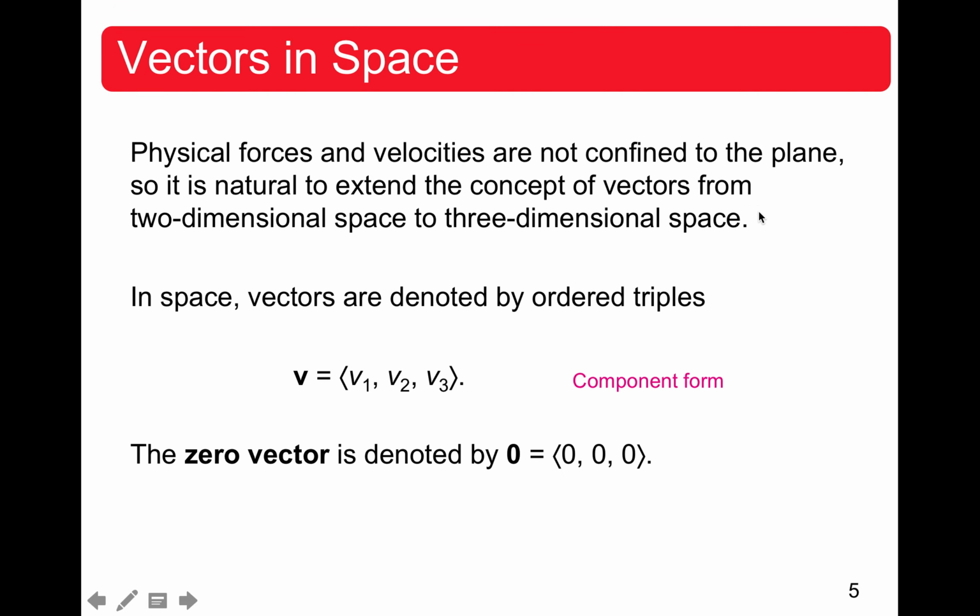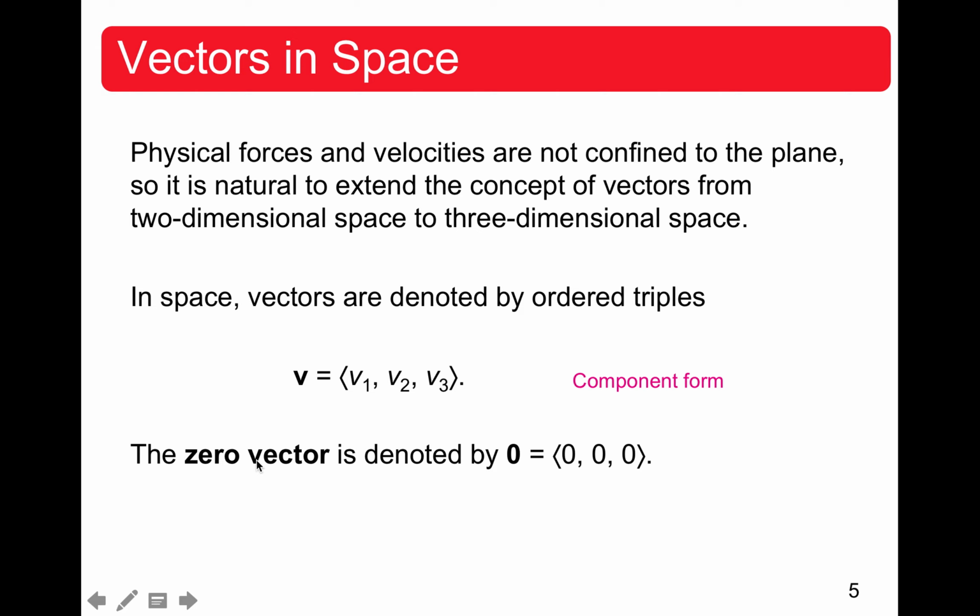So when we learned vectors the first time, we talked about how vectors are things that have both a magnitude and a direction. So things like force and velocity will both be vectors because they have a component of magnitude and direction. We can also talk about vectors three-dimensionally because that's the world that we live in. So in space, vectors are denoted by ordered triples. We had ordered pairs before, now this is ordered triples. So we have the 3 components that make up the vector.